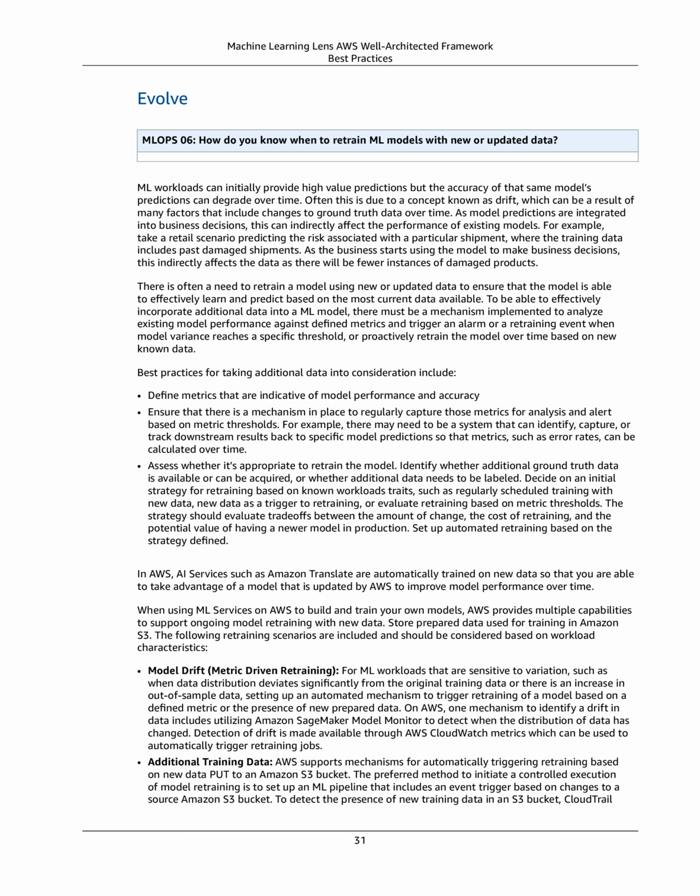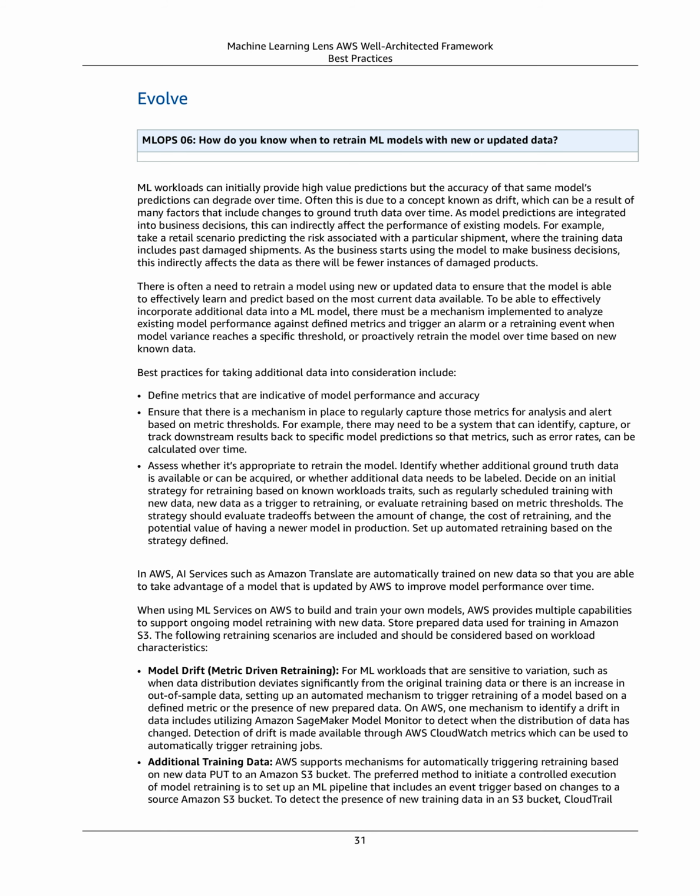Assess whether it's appropriate to retrain the model. Identify whether additional ground truth data is available or can be acquired, or whether additional data needs to be labeled. Decide on an initial strategy for retraining based on known workload traits, such as regularly scheduled training with new data as a trigger to retraining, or evaluate retraining based on metric thresholds. The strategy should evaluate trade-offs between the amount of change, the cost of retraining, and the potential value of having a newer model in production. Set up automated retraining based on the strategy defined.